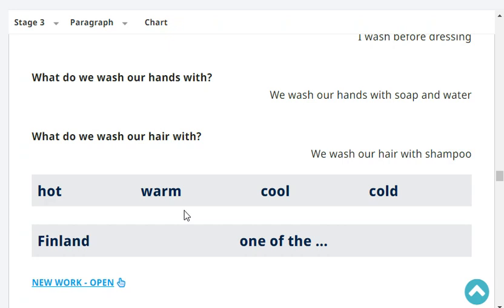What do we wash our hair with? We wash our hair with shampoo and water. Oh, very good.